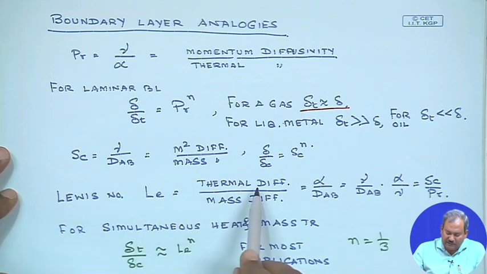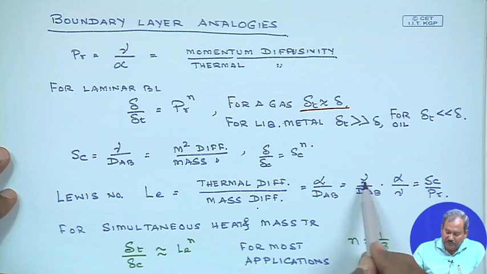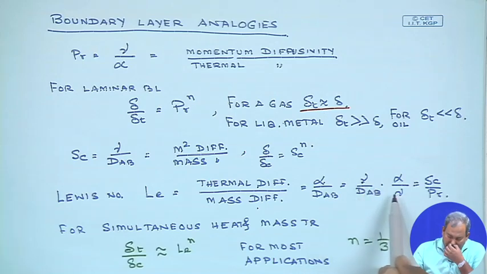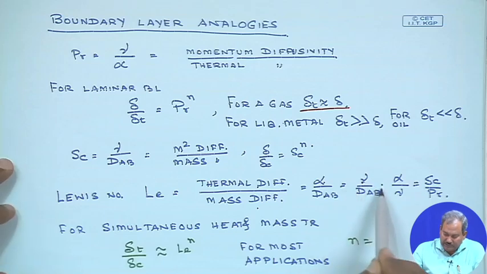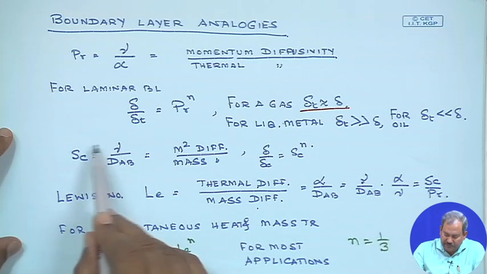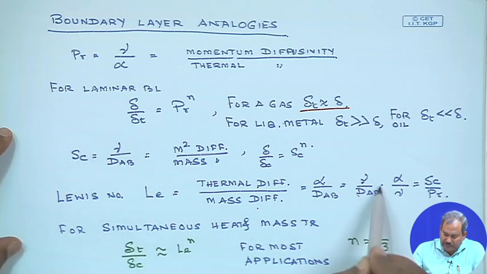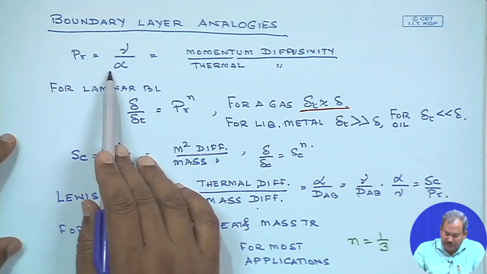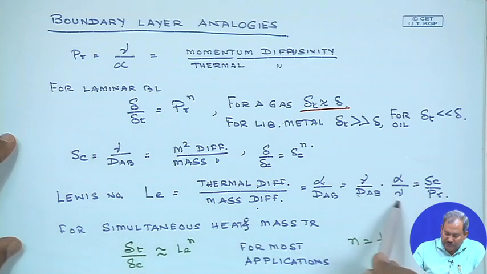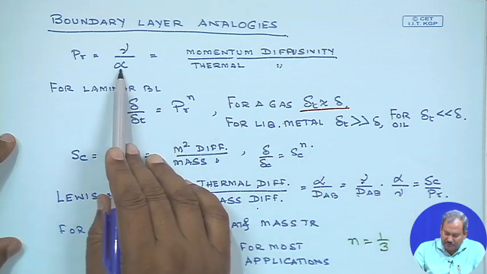It is defined as the ratio of the thermal diffusivity by mass diffusivity. So, thermal diffusivity by mass diffusivity, if you bring in the momentum diffusivity both at the numerator and the denominator, what you see is this part is Schmidt number and this part is 1 by Prandtl number. So, this is nothing but the inverse of Prandtl number.